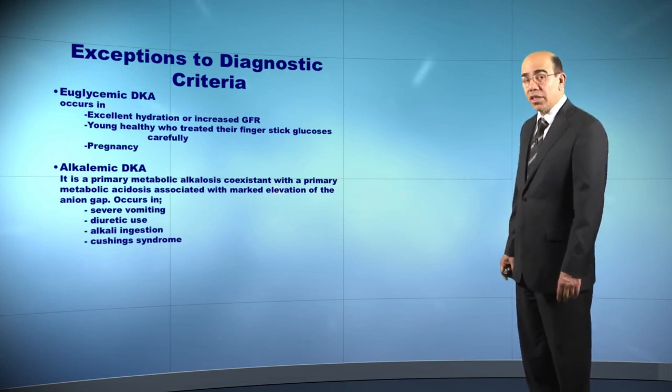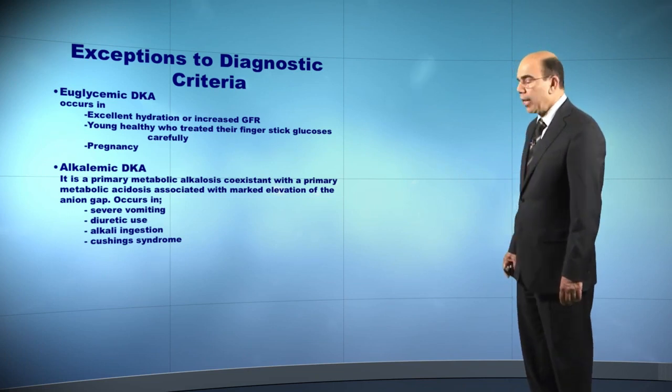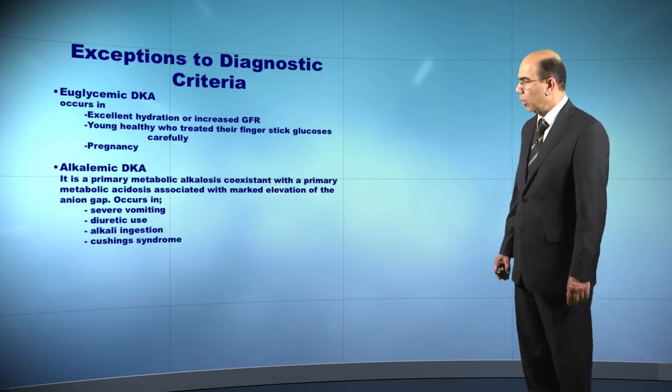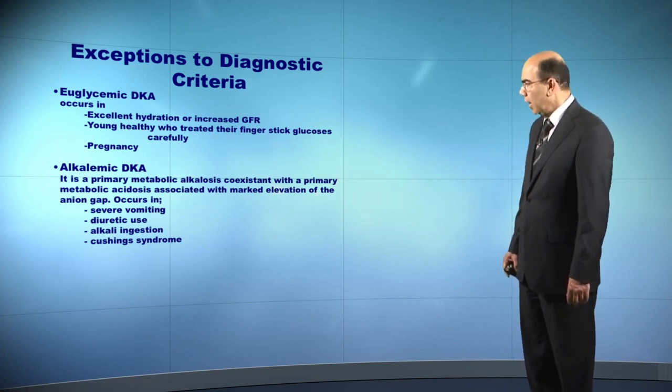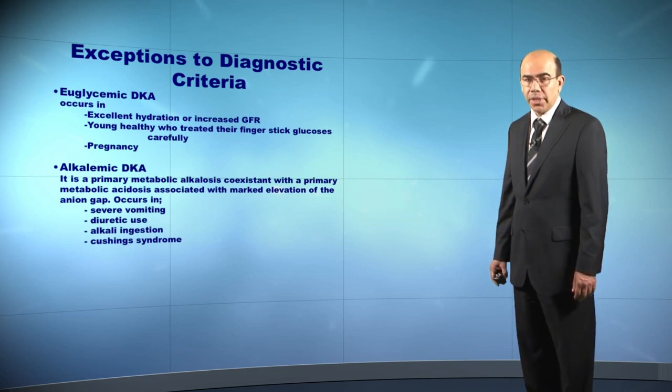Alkalemic DKA is another exception and usually occurs in the setting of metabolic alkalosis, such as severe vomiting, diuretic use, alkali ingestion, and rarely, very rarely, in Cushing syndrome.